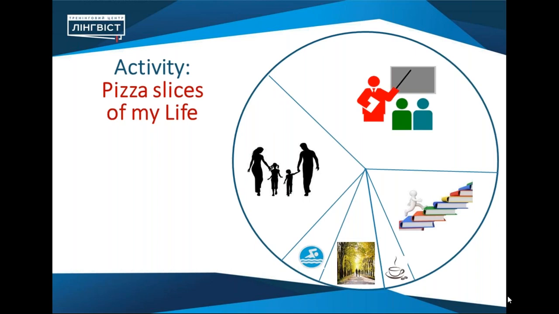As you can see, a third is for work. A fourth for family. Then come my professional development, hobbies, nature, meditation. And yes, the smallest one is for coffee. It means whatever happens around, no matter how busy I am, I always find several minutes for a cup of coffee, for chatting with my friends, or just enjoying the silence. And that is pizza slices of my life.